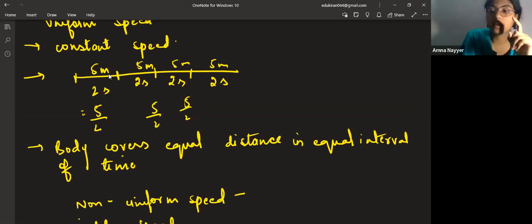That means it is covering exactly equal distance in equal intervals of time. The same distance is covered in the same intervals of time. Neither time is changing nor distance. That means your speed is constant and uniform.